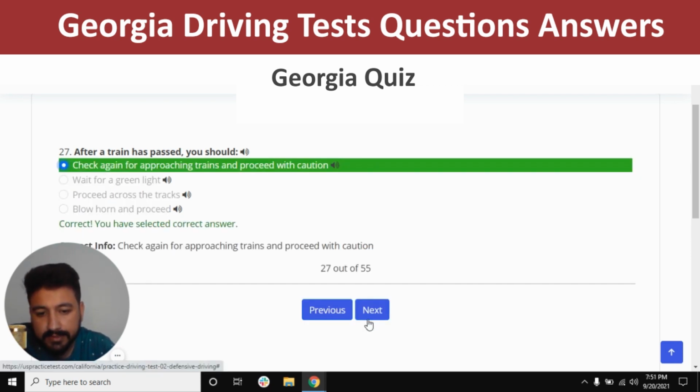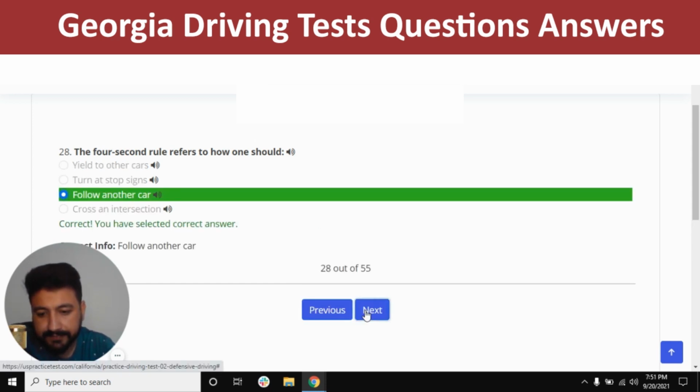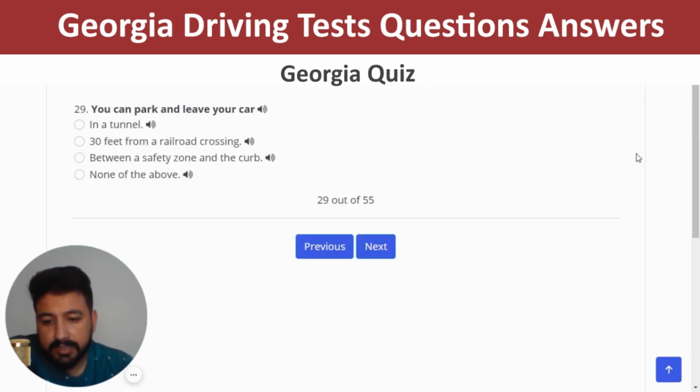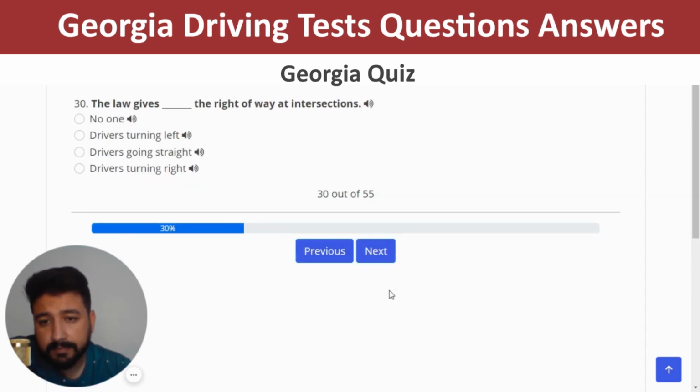And next. After a train has passed, the right answer is the first one, which is check again for approaching trains and proceed with caution. So, correct and next. 4 second rule refers to how one should follow another car, the third one. Next. You can park and leave your car, the right answer is none of the above. So I'm going to click on the last option and next. The law gives blank the right of way at intersections. The right answer is no one, which is the first one.